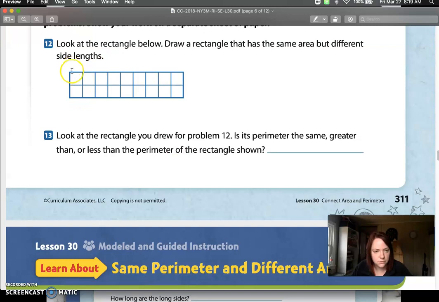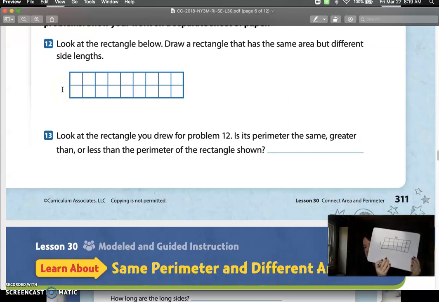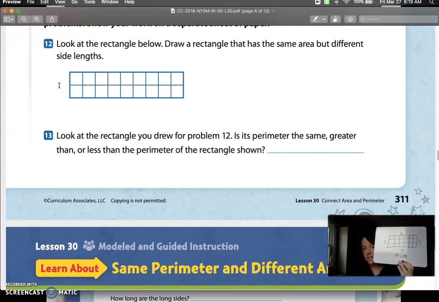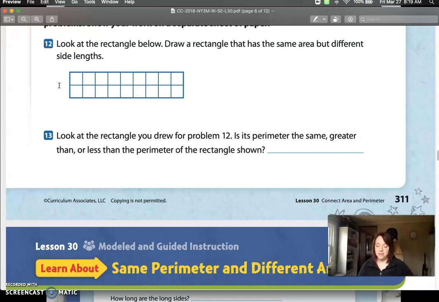Well, let's look at this one. We know this side is 9. We know this side is 9. So 9 plus 9 is 18. Plus 2 is 20. Plus 2 is 22. Now let's look at ours. 6 plus 6 plus 3 plus 3. So we have 12, 13, 14, 15, 16, 17, 18. Perimeter equals 18. Is it the same? Is it greater than? Or is it less than? If you said less than, you are correct.